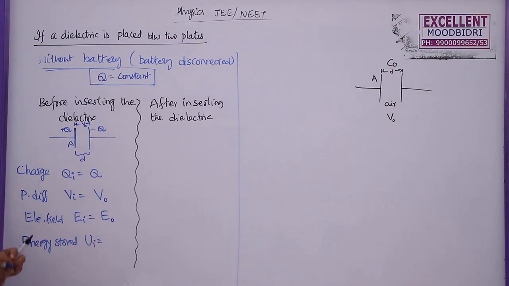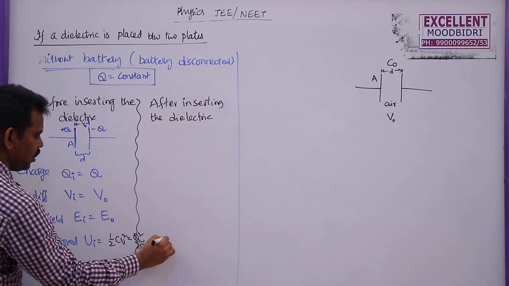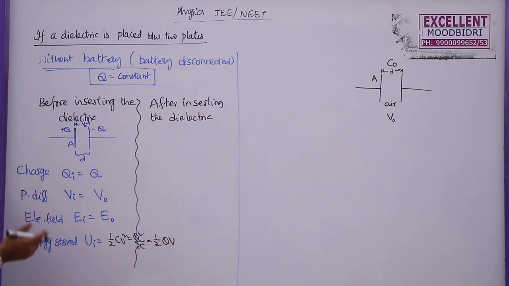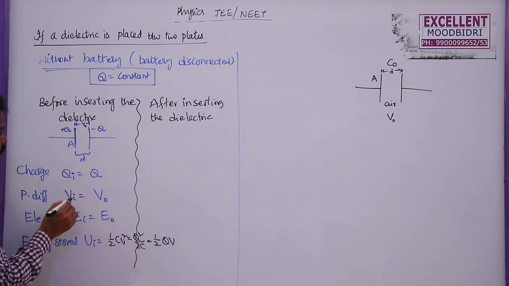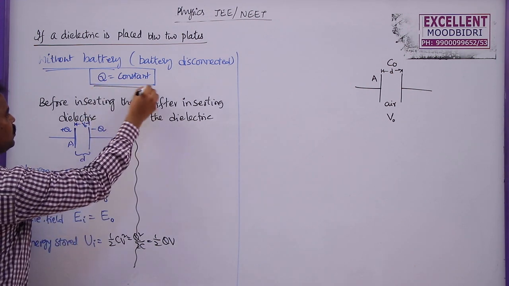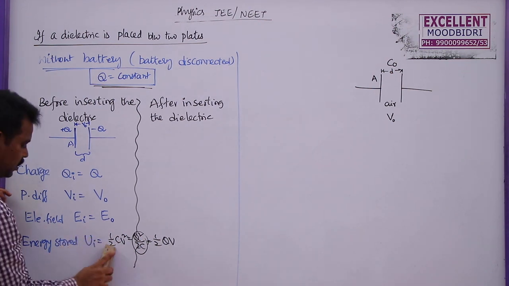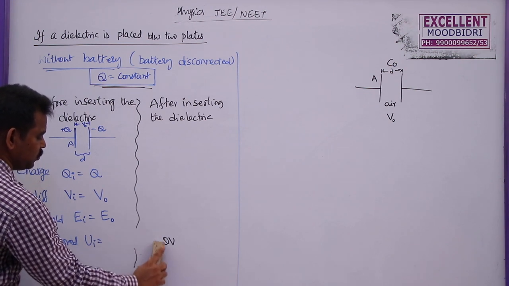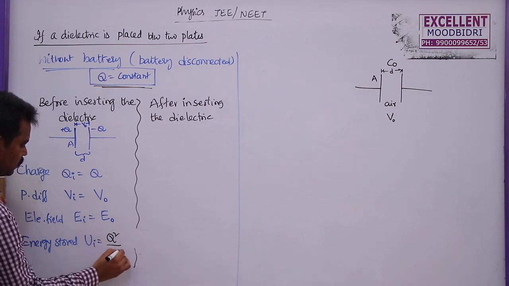Now the energy stored in this one, U initial is equal to, which formula we have to use? We have different formulas for energy stored: half CV square, Q square by 2C, half QV. Which one we have to use? We have to use only that formula where the quantities are constants. Here, by inserting the dielectric, potential may change, but the charge is constant. So I am going to use Q square by 2C as Q is constant, because potential is varying here. So this is Q square by 2C.